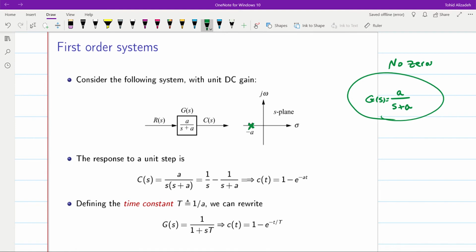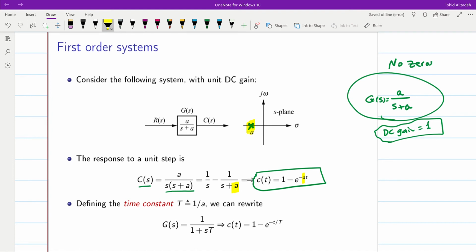And you can see that the DC gain of the system is also equal to 1. But this is a general consideration, okay? It could be different than 1. If we have this case, then C of s could be defined as a over s times (s plus a), and then we can decompose it into 1 over s minus 1 over (s plus a), and finally we will have c of t equal to 1 minus e to the power of minus a times t. And now you can see the effect of this a, which is the location of the pole of the system, over here. The exponent term for the step response of the system: 1 minus e to the power of minus a times t.